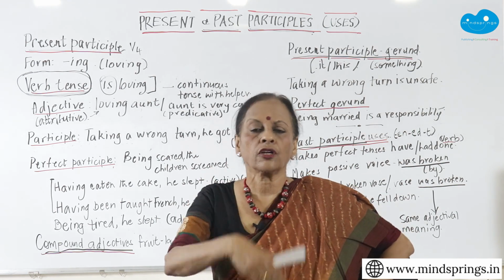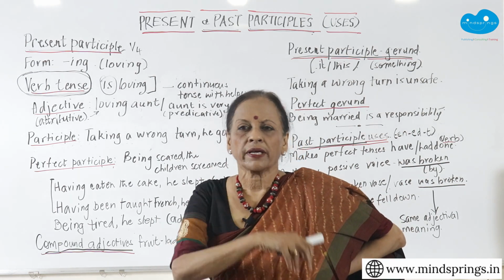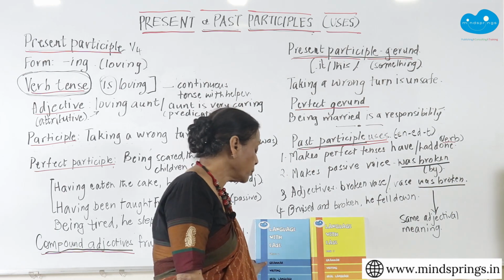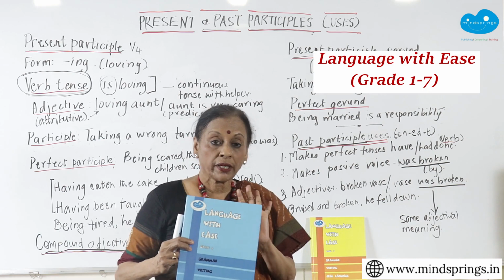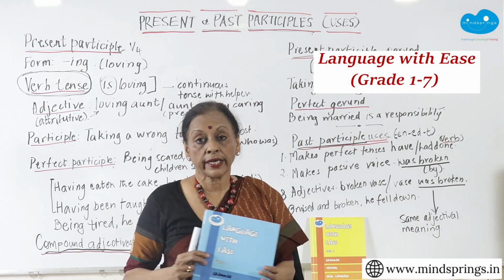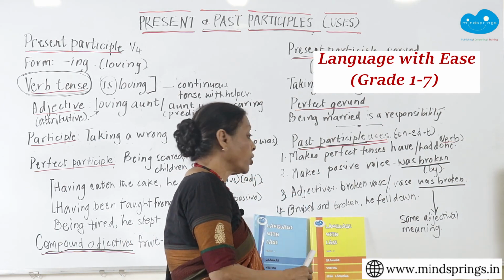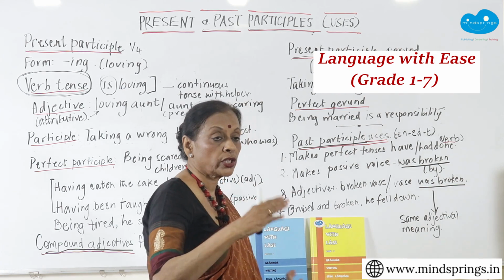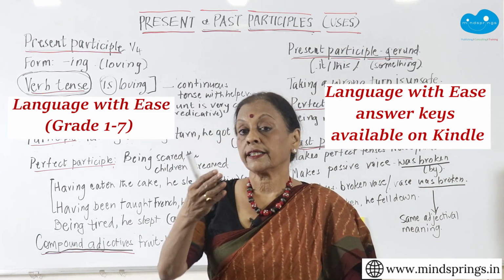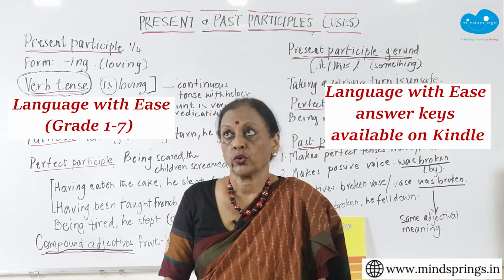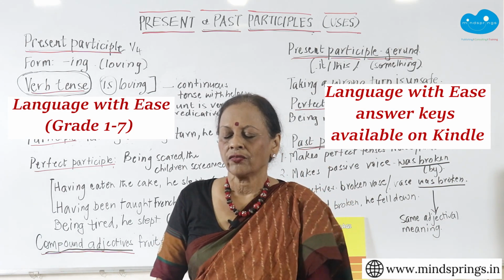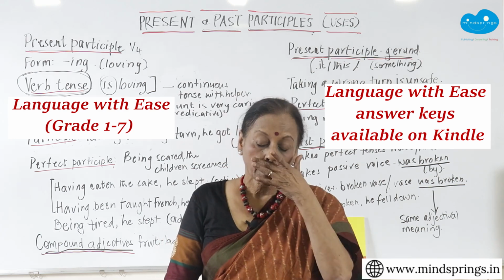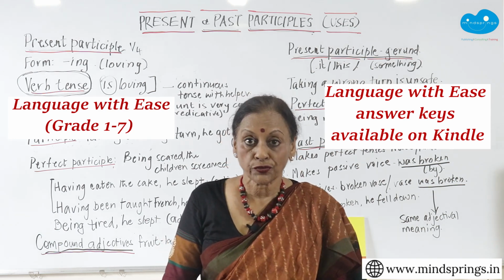You will have to consider a lot of sentences, do some grammar work, and one of the best books is Language with Ease. It goes from grade 1 all the way up to grade 7, and depending upon where you are in your grammar, you can choose the grade. The answer keys are on Kindle, so if you make a mistake, the answer key and the explanations will tell you where you are going wrong. So, it is very convenient and very useful.